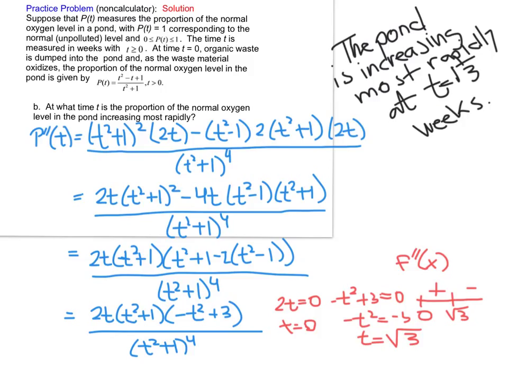And here's the solution for B. Now B, you had to find the second derivative because the question asked for when the level in the pond is increasing. That means the first derivative, and then most rapidly. So we want the maximum of the first derivative. So you find the second derivative, set it equal to 0, and see when you have a maximum. And we have a maximum at radical 3 weeks. So there you go.